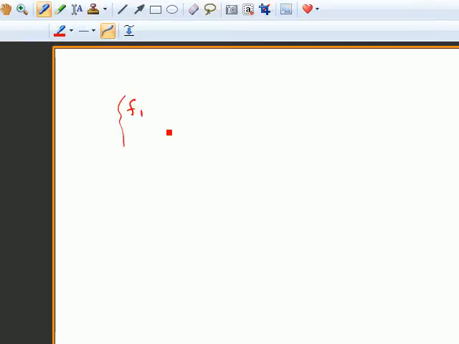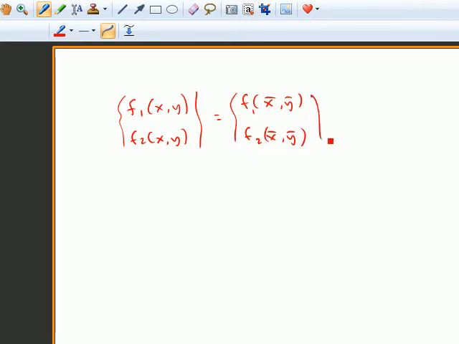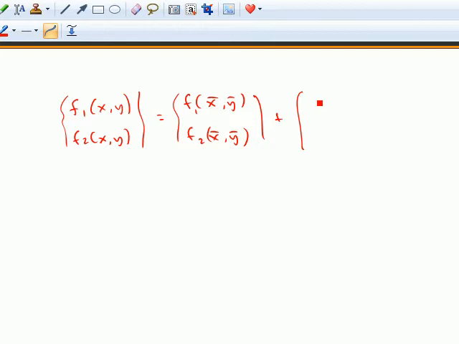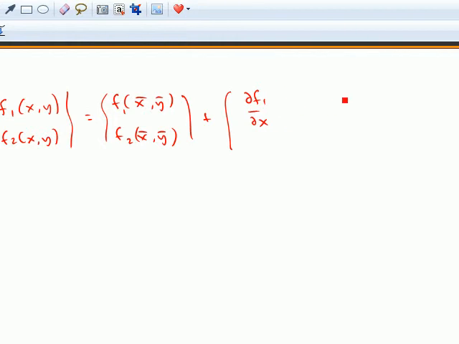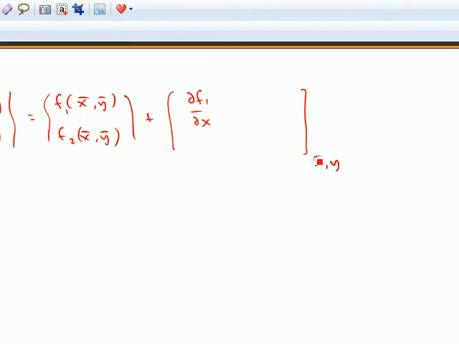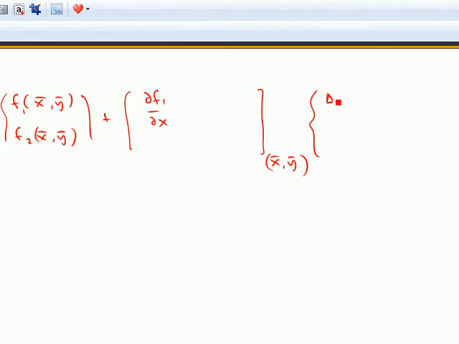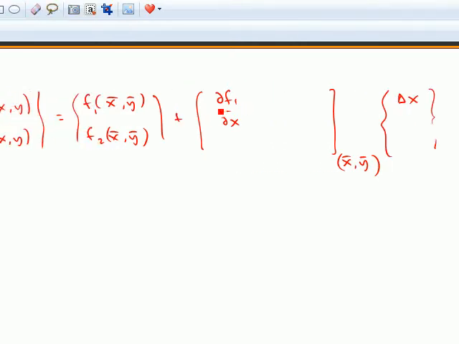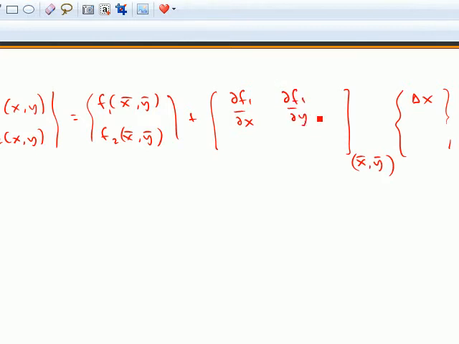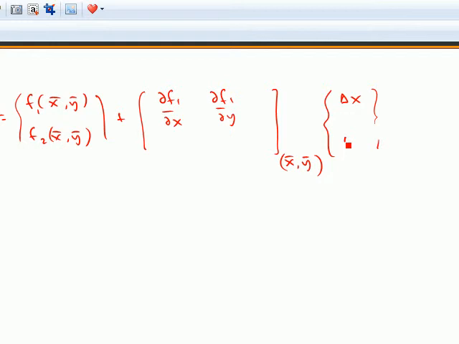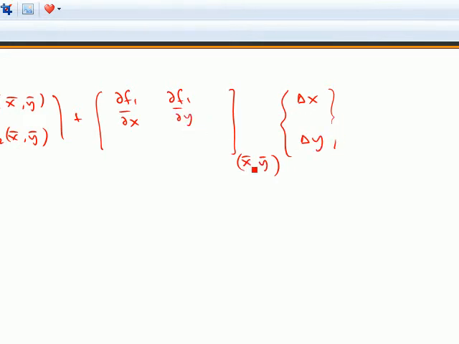I'm going to write them out actually in a column vector. So f1 of x, y and f2 of x, y, think of that as a vector of two functions, is going to be f1 at my guess and f2 at my guess plus, okay, the first function was f1 at the guess plus partial of f1 with respect to x evaluated at the guess multiplied by delta x plus the y slope of function 1, which was partial of f1 with respect to y, multiplied by delta y, again with this slope evaluated at the guess.